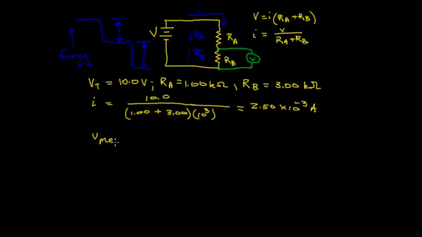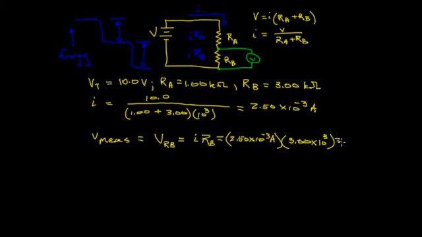The voltage measured on the meter, that is the voltage drop across the resistor RB, is the product of the current and RB, or 2.5 times 10 to the minus 3 amps times 3.00 times 10 to the third ohms, or 7.5 volts. Let's step back a moment and generalize about this result.